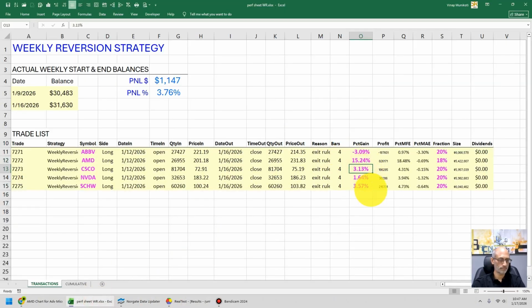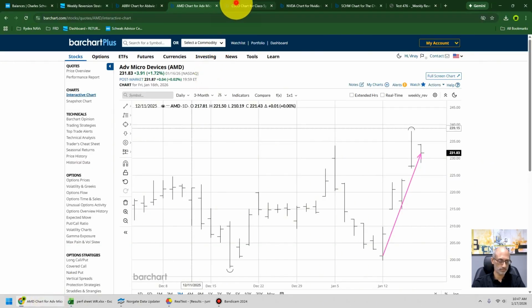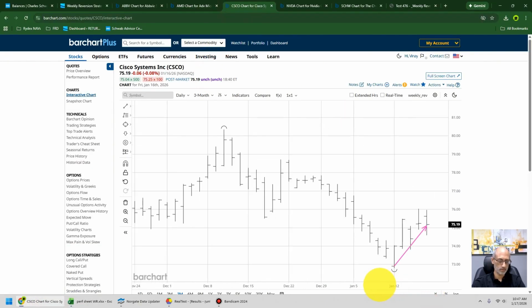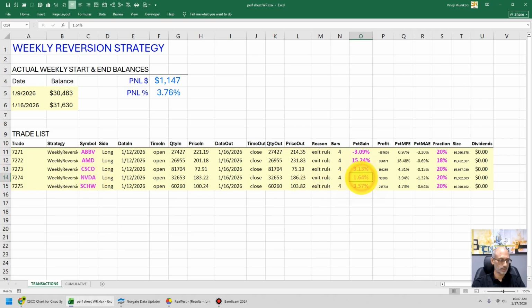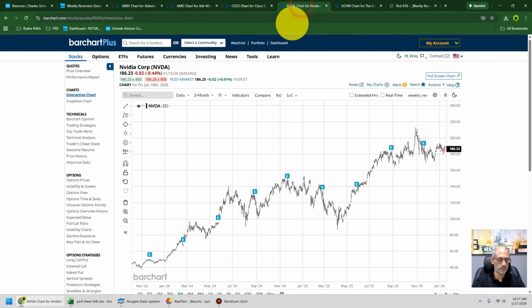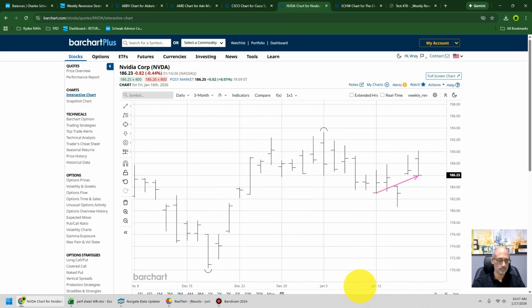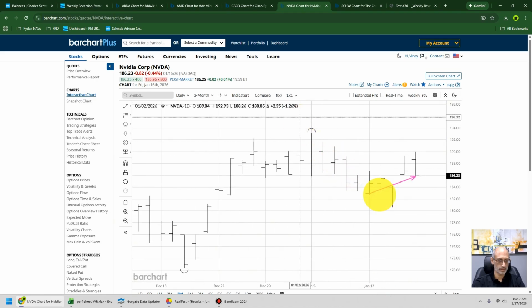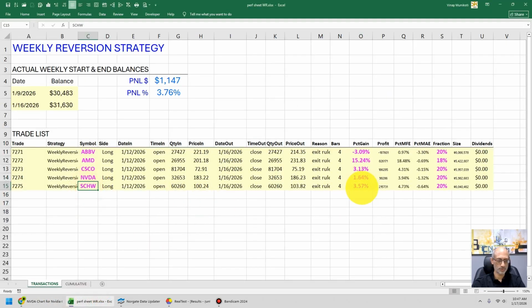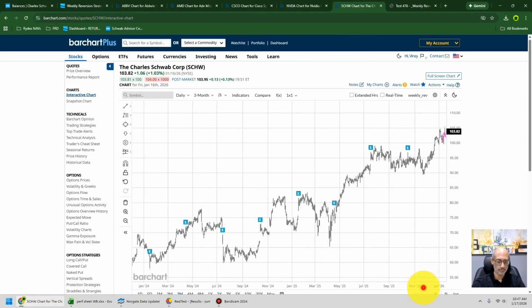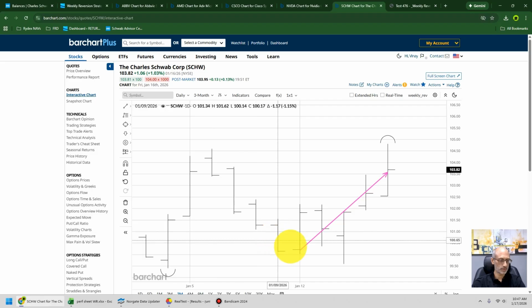Next one is Cisco, up 3.1%. And here was the dip, and here was the trade. Next one is Nvidia, up 1.6%. The weakness here and the trade here. And the last one is Schwab, up 3.6%. This was the dip, and this was the profitable trade.